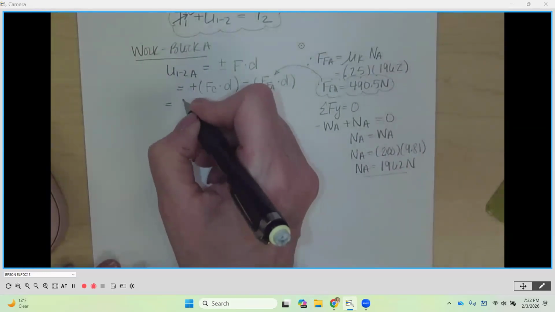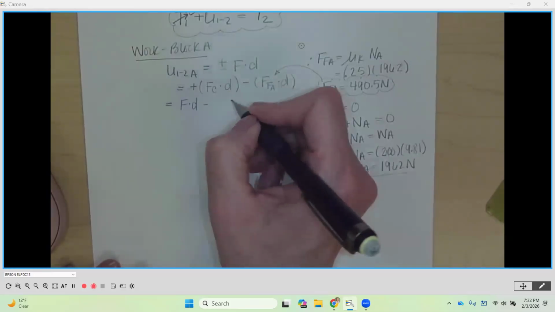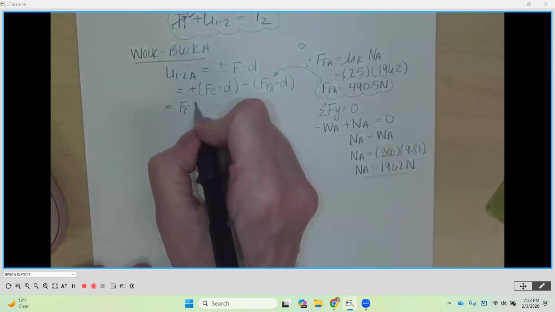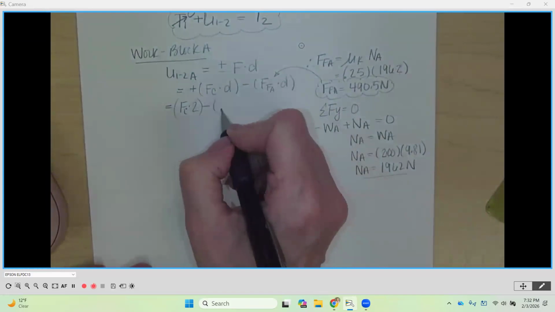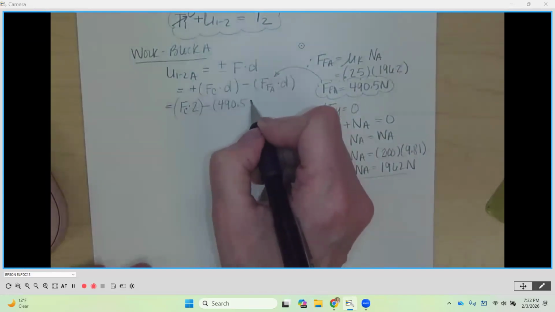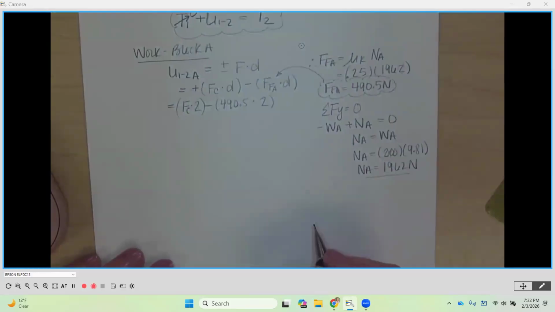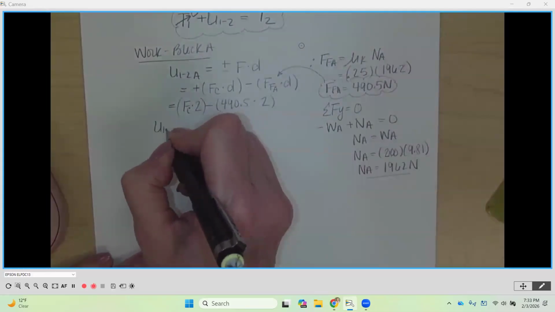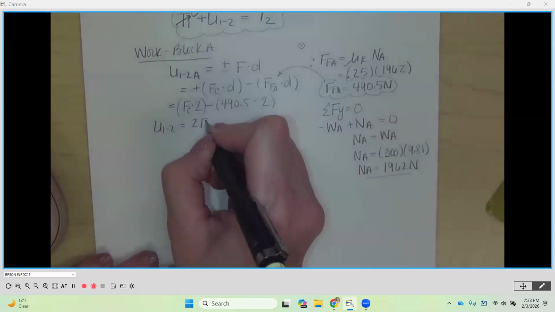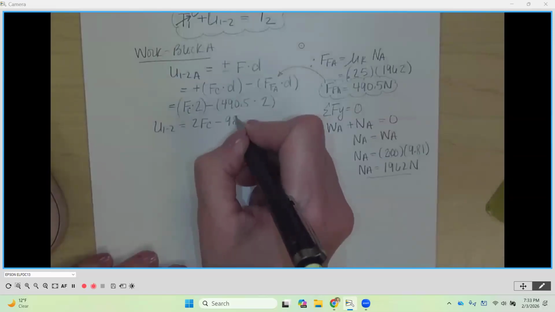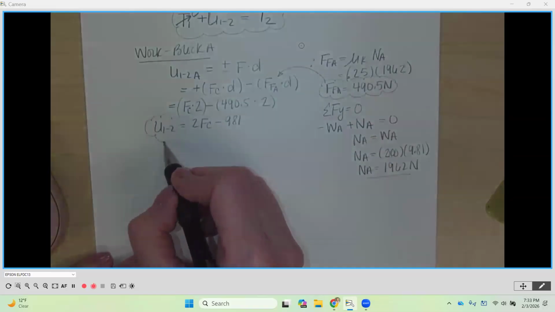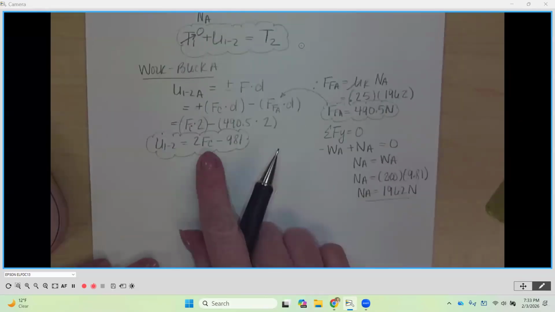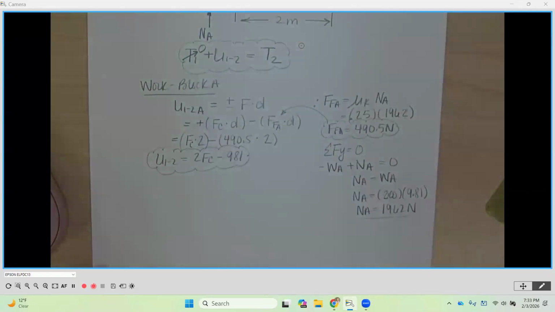So we're going to have FC times 2 minus 490.5 times 2. So the only unknown on that right-hand side is FC. So our work, 1 to 2, is going to be equal to 2FC minus 981. And that's as far as we can go with that, so we'll put that up here.